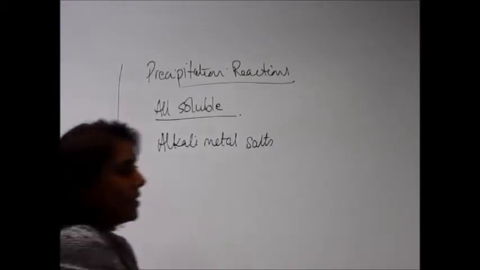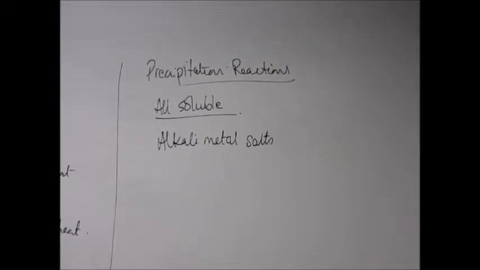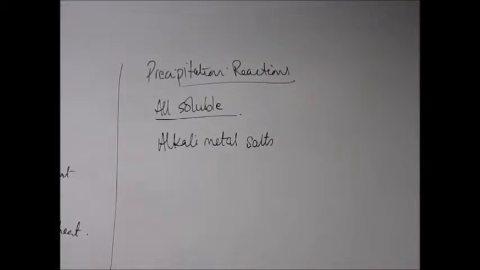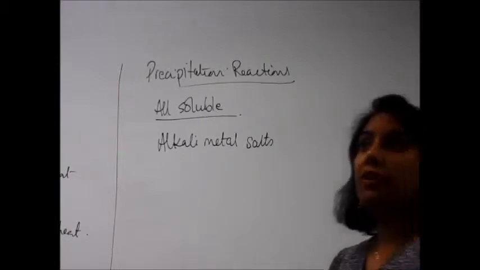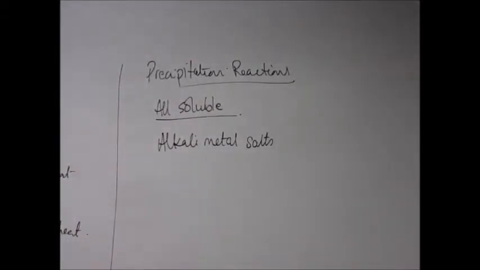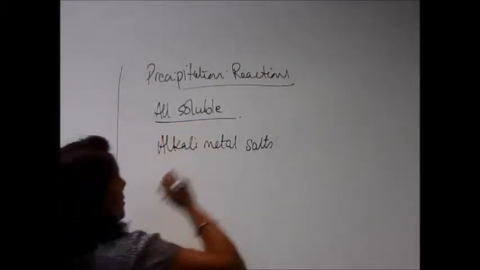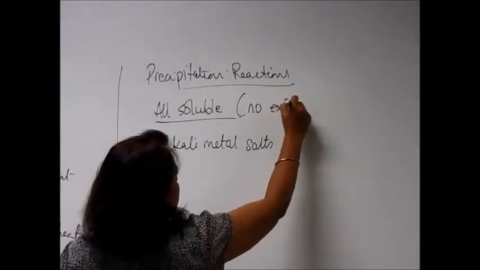So all alkali metals like lithium ion, sodium ion, potassium ion, what does that mean for us? Lithium ion does not exist by itself. Okay, lithium ion will exist only when there is an anion with it. Okay, so whether you have lithium chloride, lithium nitride, lithium sulfate, lithium sulfide, lithium oxide, it doesn't matter what the anion is. But if it is combined with lithium, it's going to be soluble. Okay, that's what it means. And this is all soluble, no exceptions.